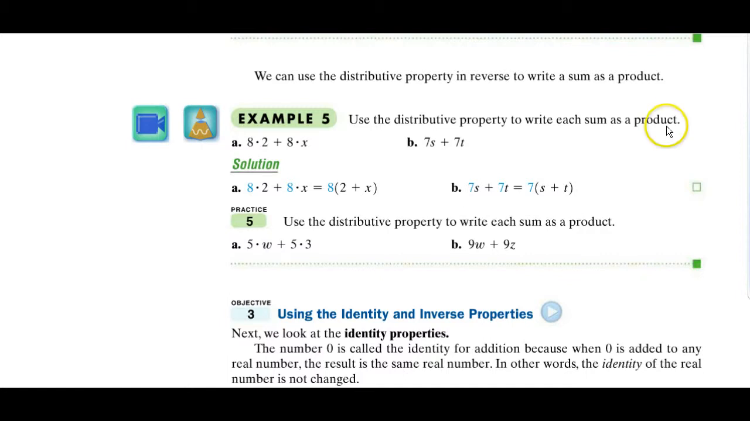Okay, here they are asking us to write it as a product. That is, they wanted us to factor out the common 8. There's an 8 times this and an 8 times that. We factor out the 8. So the opposite of the distributive property, again, we call that factoring. We're going to use this technique in Chapter 2, which we'll be starting shortly.